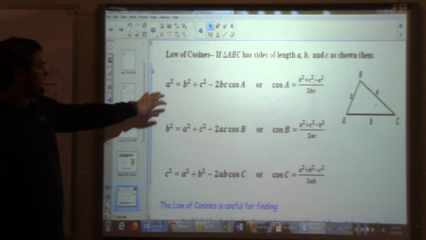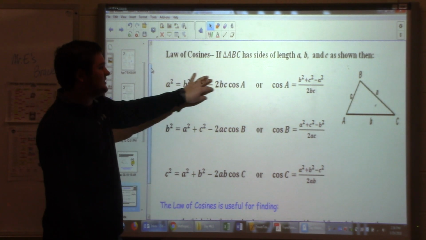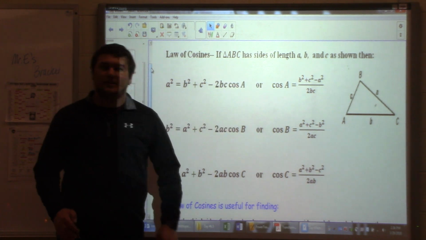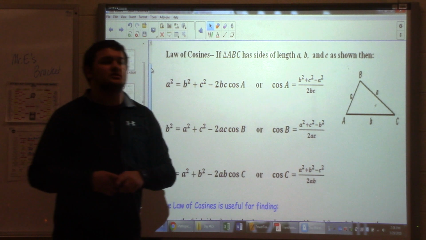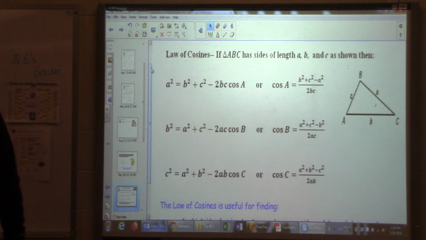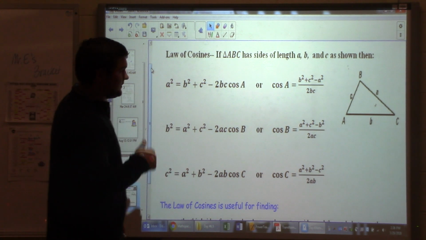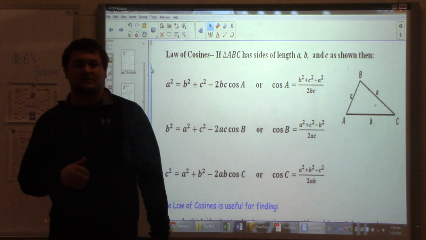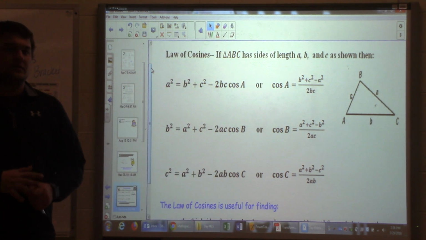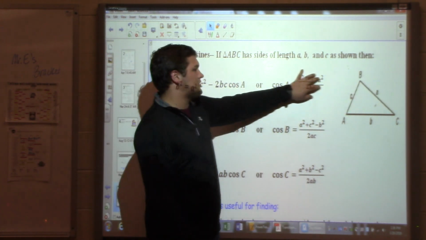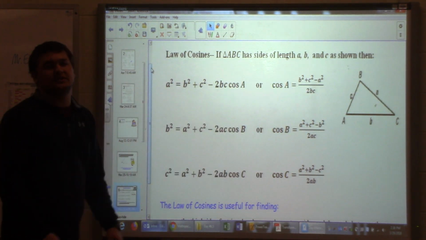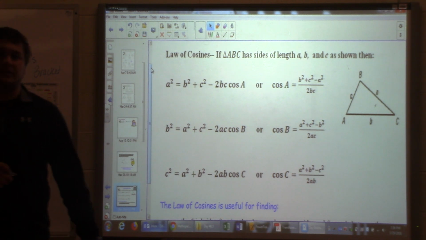We did all the algebra for you. Instead of making you solve for the angle measure and doing all the algebra after you plug everything in, we did it for you already. Cosine of A equals b squared plus c squared minus a squared over 2bc. Yes, you need to know the equations. Why are there two different versions? Because if we're solving for a side length, we're going to use this one. If we're solving for an angle measure, we're going to use this one. It's the same equation, just written differently.